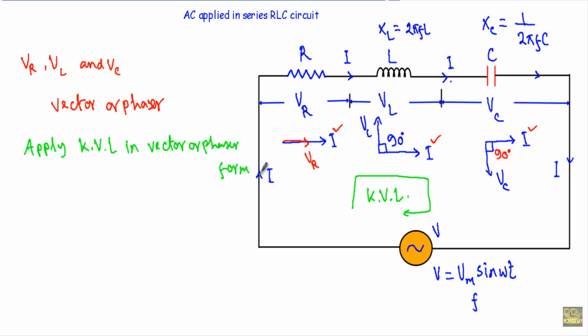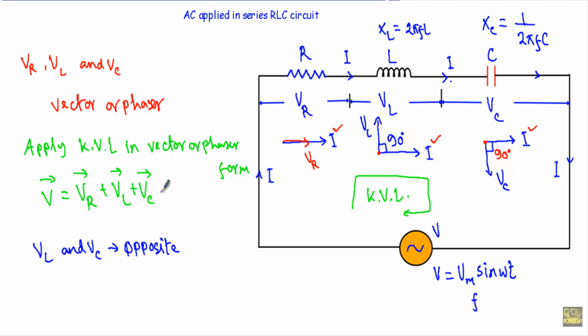I will get applied voltage V will be equal to the sum of voltage across the resistor plus voltage across the inductor plus voltage across the capacitor. Now look at this instant. Here you will see this VL is increasing in positive direction. At that instant this VC is going in negative direction. That means this VL and this VC are in opposite direction at the same instant. Therefore you will see VL and VC are going in opposite direction.